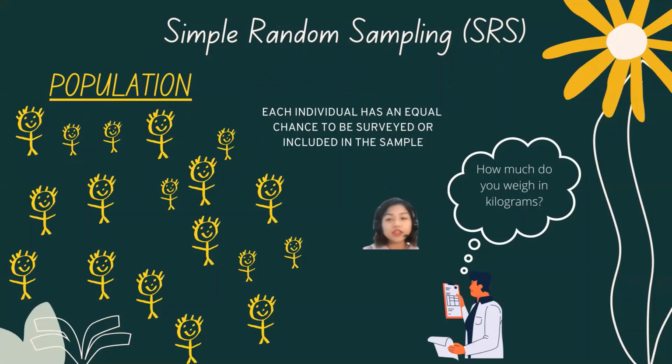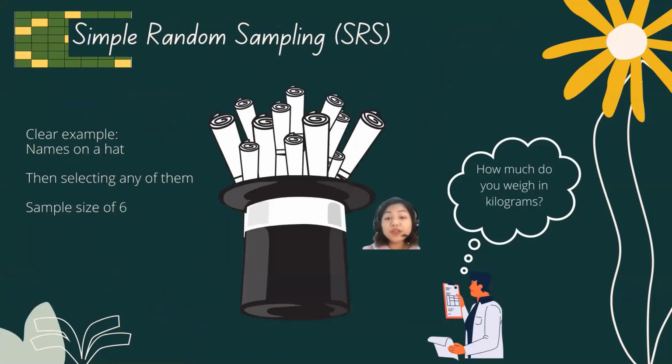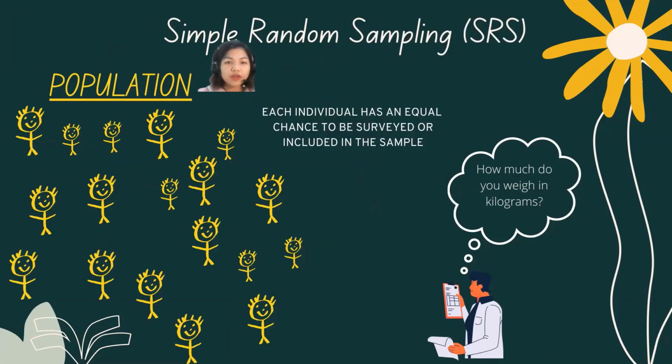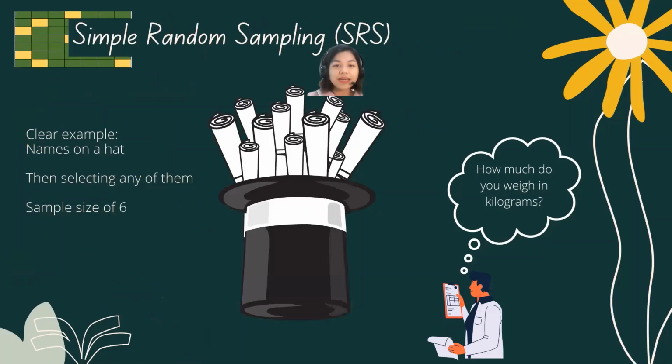So kunwari sa researcher nagsabi, how much do you weigh in kilograms? And then you do a simple SRS. So clear example of a simple SRS is names in the hat. Kunwari, ito yung ating hat. Then, yung nasa population na ito, lahat ng mga pangalan nila ay makikita natin sa loob ng hat. Okay? Then, selecting any of them. Magbubunot. Okay, that's an SRS.